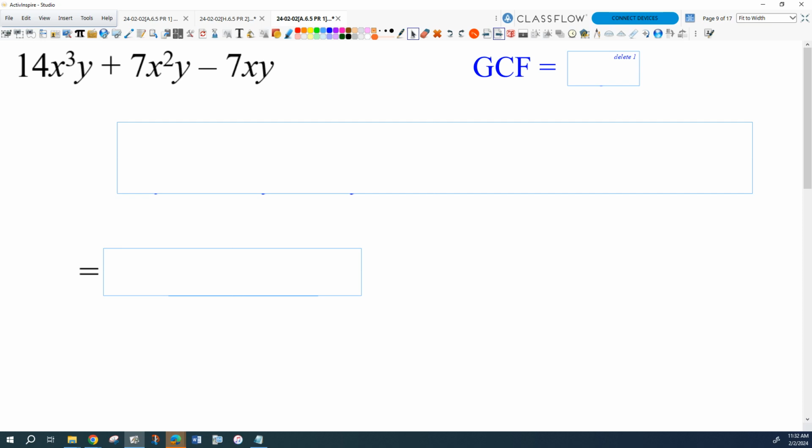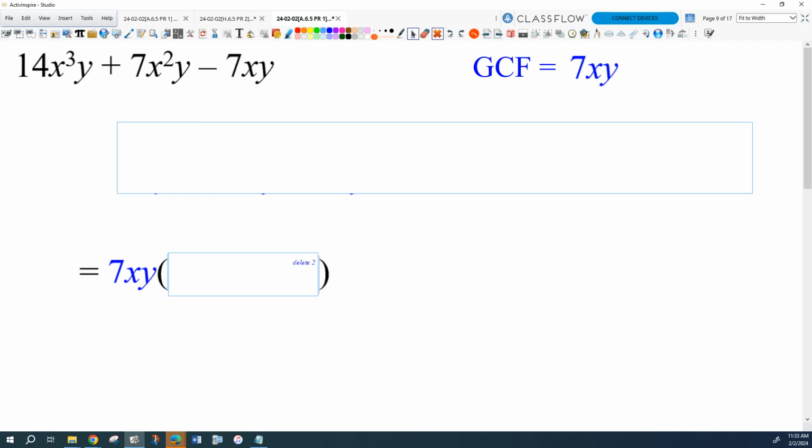First step is we have to come up with that GCF. So negative 7, the number part is 7. Everybody agree? How about x's? What's the power of x? Just x to the 1, because I only have an x to the 1 there. How about y? Just y to the 1.